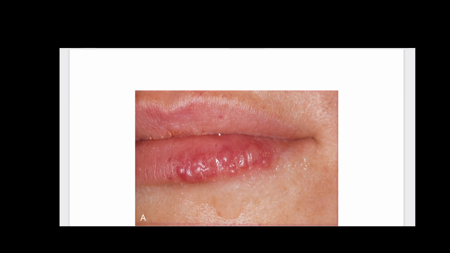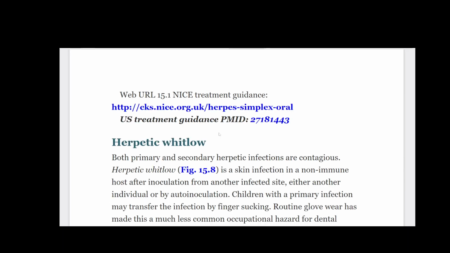Fig. 15.7 Herpes labialis. A. Typical vesicles. B. Crusted ulcers affecting the vermilion borders of the lips. Web URL 15.1 NICE treatment guidance. US treatment guidance.